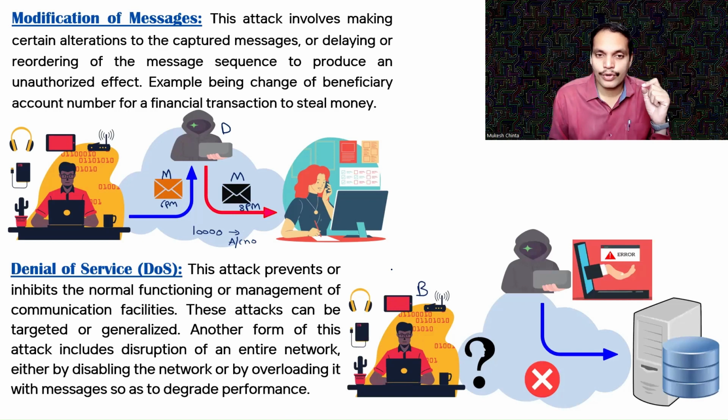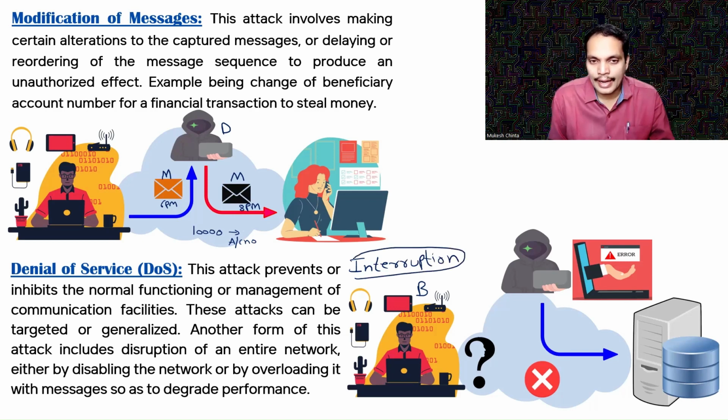Imagine in the CIA triad, we spoke about availability, isn't it? So availability, denial of service attack, this is also called interruption. Interruption is an attack on availability. This modification is an attack on integrity. Okay, so this is interruption.